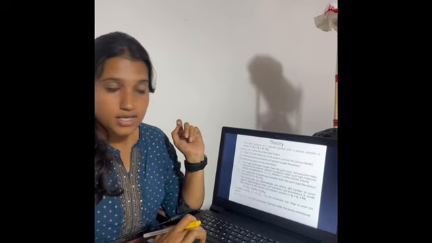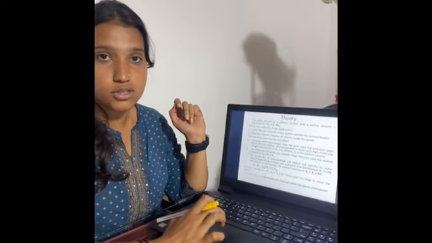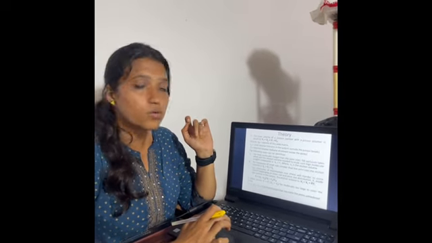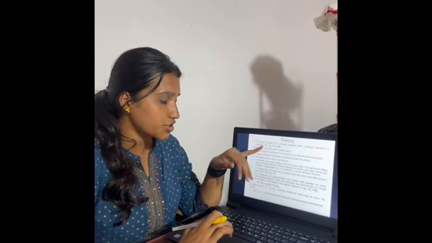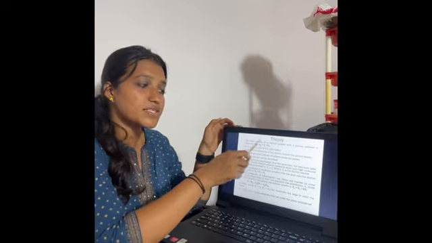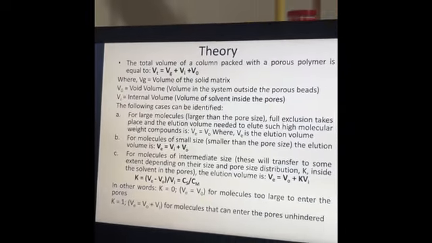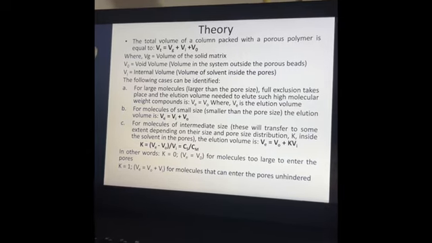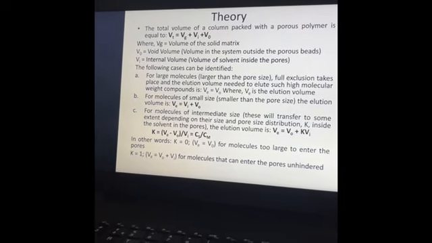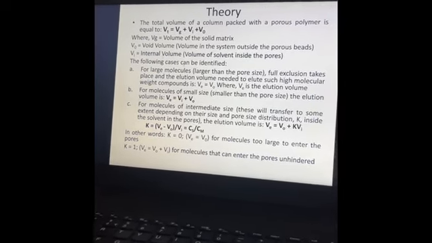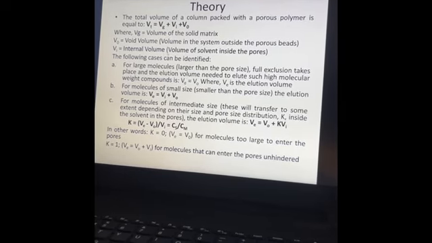Let us discuss the theory of size exclusion chromatography. We can calculate the total volume using this equation: Vt is equal to Vg plus Vi plus Vo. Vg indicates the volume of the solid matrix. Vo is the void volume, the outside of the porous beads, and Vi means the internal volume, the inside of the pores.